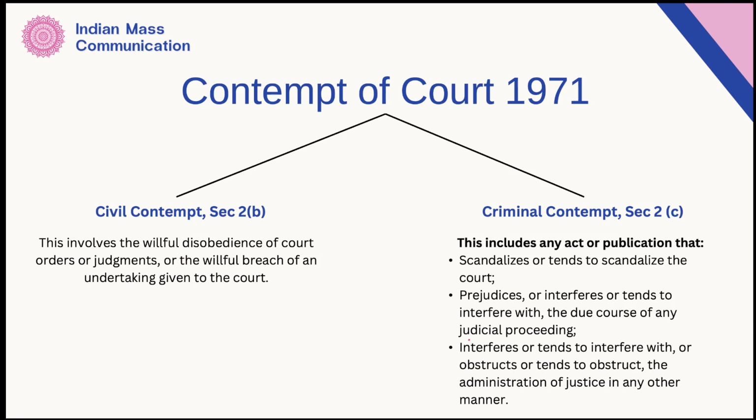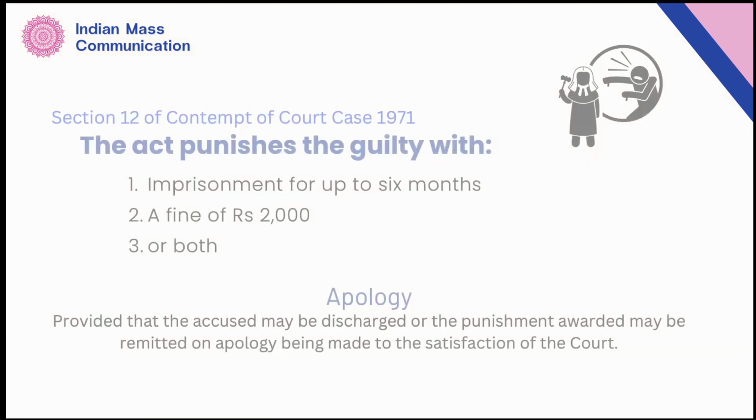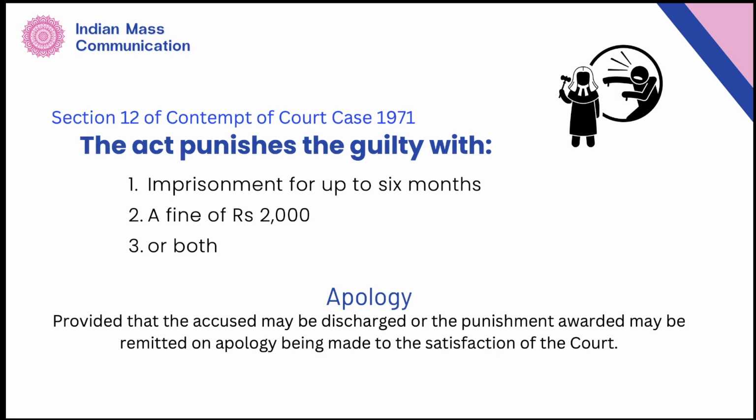Take an example. There is some kind of proceeding going on, and there is a journalist or some media people who are interfering. They are coming again and again and creating nuisance in the court. So it is interfering with the administration of justice. These three points come under criminal contempt. Then when we talk about the punishment, section 12 of the Contempt of Court Act 1971 covers the punishment.